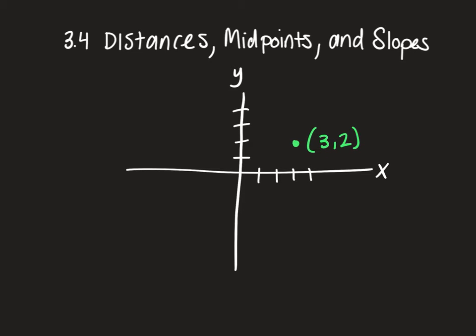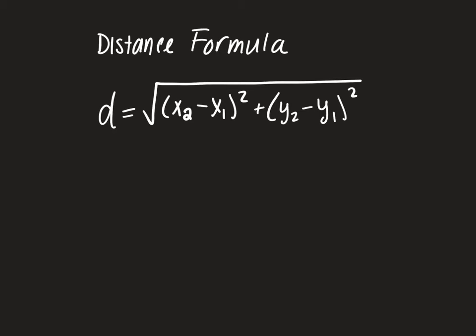So when we have points like this, these are called coordinates. We're going to work with these coordinates to find the distance between 2 points, so the length of a segment between 2 points, the midpoint between them, and the slope that those 2 points form, so how steep the line is between them. The first one we're going to talk about is the distance formula. The distance formula is the square root of (x2 minus x1) squared plus (y2 minus y1) squared. Let's apply this to an example.